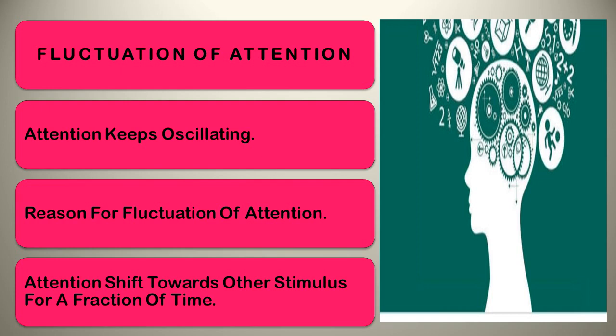Factors like fatigue, low interest, attractiveness of other stimuli, etc. may lead to fluctuation of attention. For example, when we pay attention to what the teacher is teaching, our attention temporarily shifts to a friend sitting beside us or to a peon standing in the corridor. Or again, we may return our attention to what the teacher is teaching.